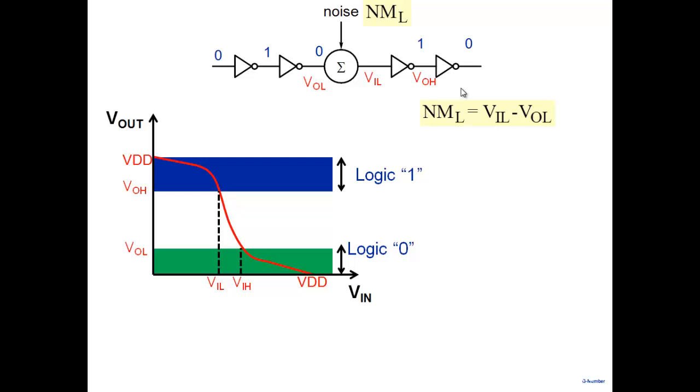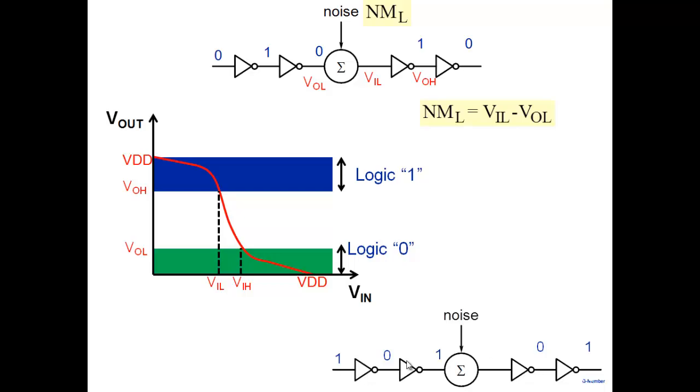VIL minus VOL. Same thing I can do with this one. The worst case value of 1 possible is VOH. And I still want a valid 0. So how much noise do I add here? VOL here, and to get VOL, I need a VIH here. So VOH minus VIH gives us NMH. So we get the noise margins. NMH is VOH minus VIH.